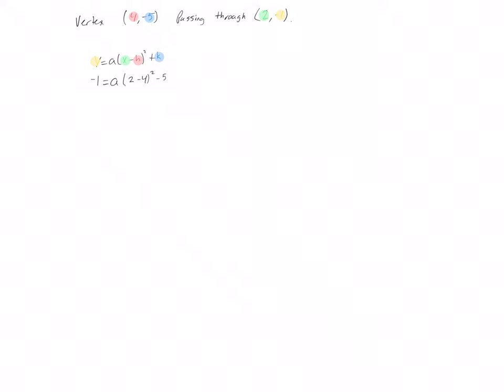We're going to say negative 1 is equal to a times (negative 2) squared minus 5. So I'm going to add 5 to both sides, giving me 4 is equal to 4a, because negative 2 times negative 2 gives me that positive 4. So I'm going to divide by 4, and that gives me that a is equal to 1. Now I'm not finished, but that's an important part of my equation.